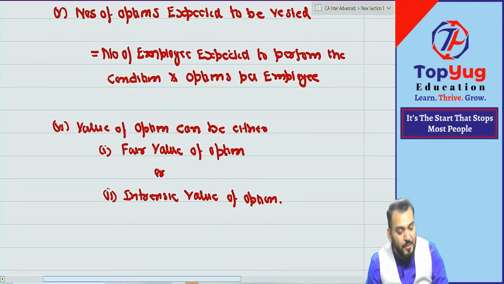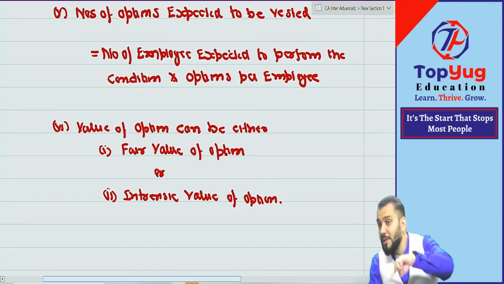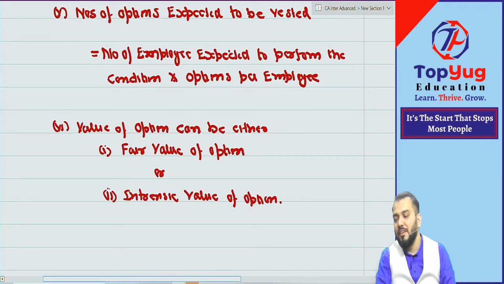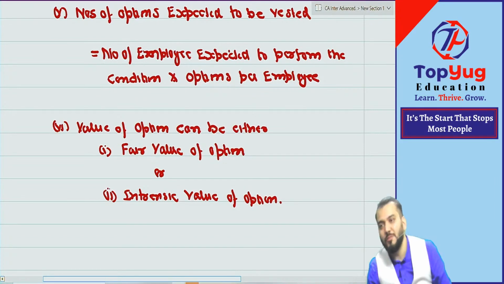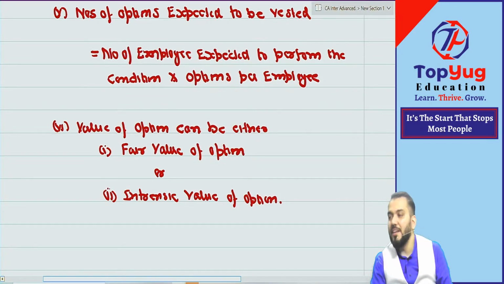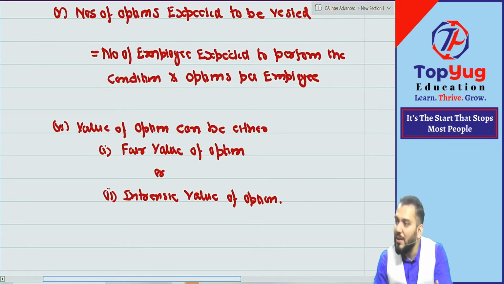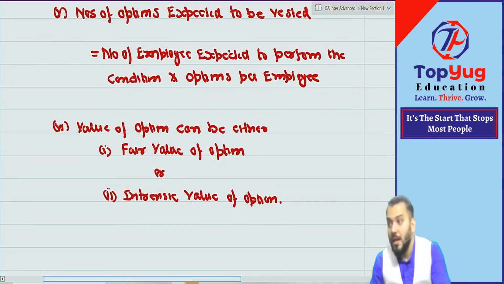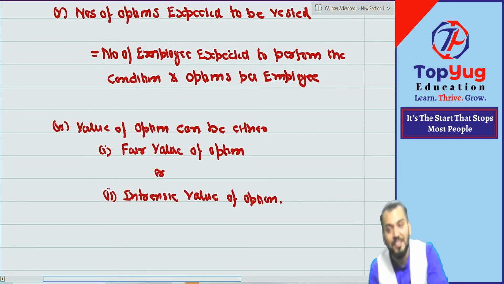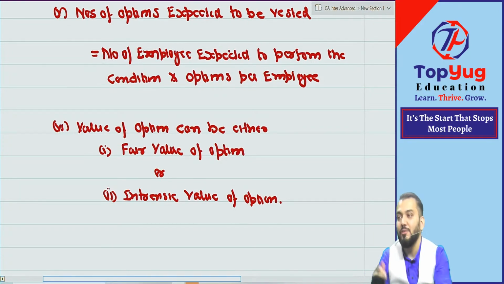Means now from examination point of view, if fair value of option is not given, then we'll use intrinsic value of options. However, already I have said that accounting treatment of ESOP is covered under the guidance note, and the guidance note has given two options to the entity. Either they can use fair value method or intrinsic value method. These two options have been given to the entity. However, from examination point of view, if they have given fair value, it means we need to use fair value only. But if they have not given fair value, then we need to find out intrinsic value on our own and we need to apply intrinsic value.